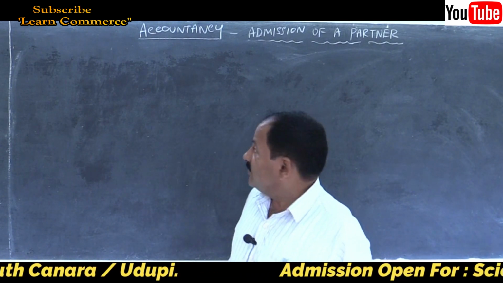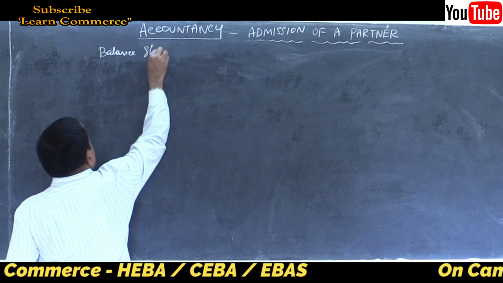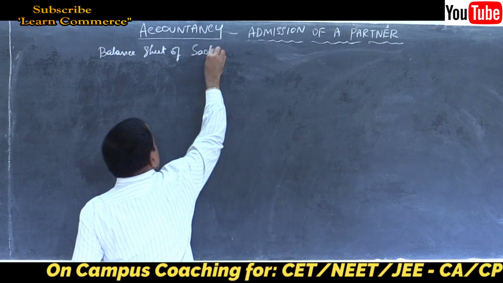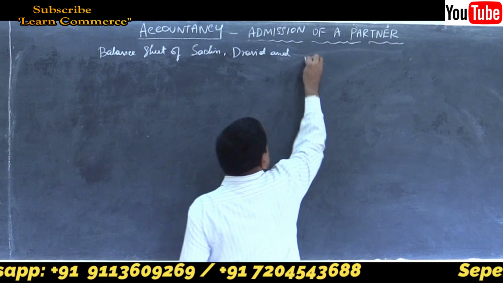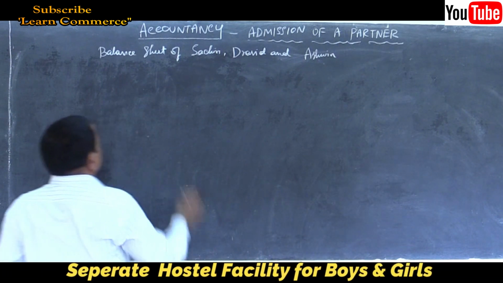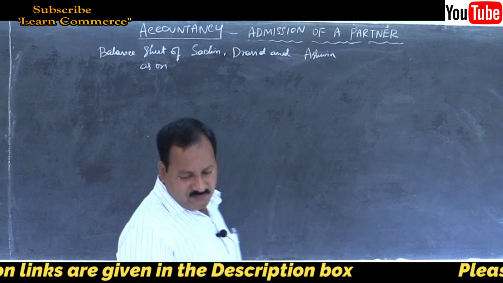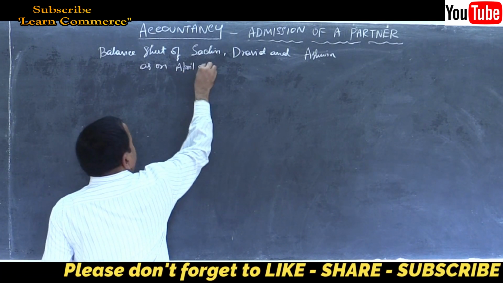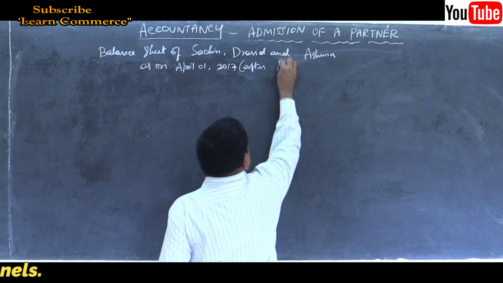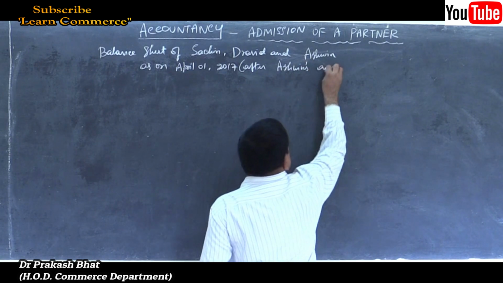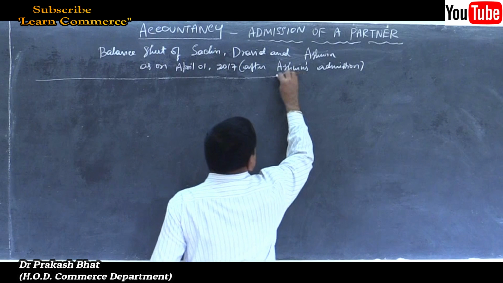So balance sheet, draw the columns, write balance sheet of Sachin, Dravid and Ashwin as on, what's the date of admission? It is 1/4/2017, correct? Yes, April 1st, 2017, within brackets, after Ashwin's admission. So let us draft the columns. Draw the columns.